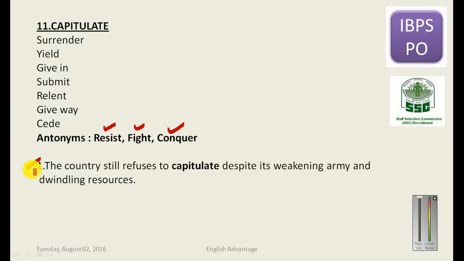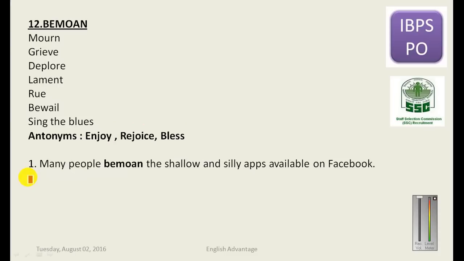Now let us look at the example sentence. The country still refuses to capitulate despite its weakening army and dwindling resources. Although the resources are decreasing or declining, and although the army is getting weaker day by day, still the country is not willing to surrender, you can say. So this is the meaning of capitulate.